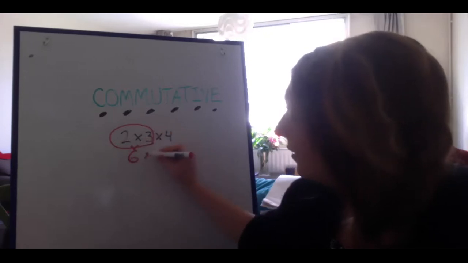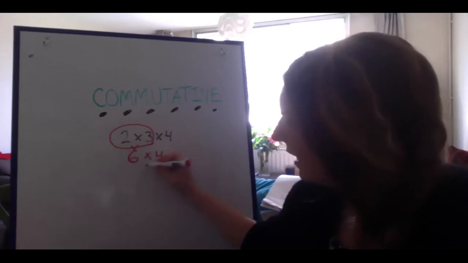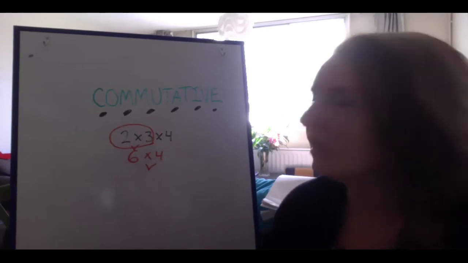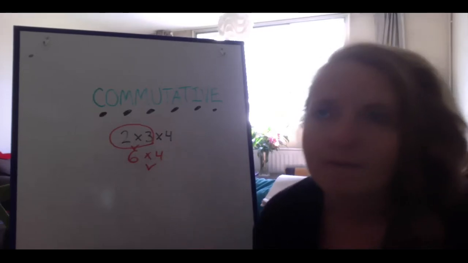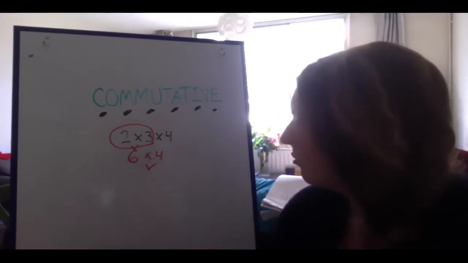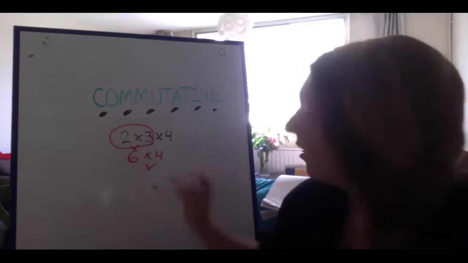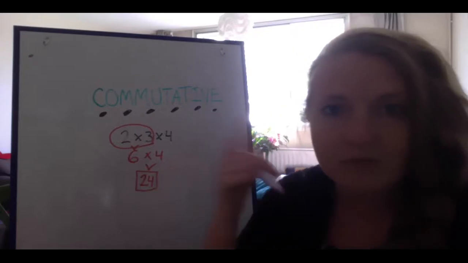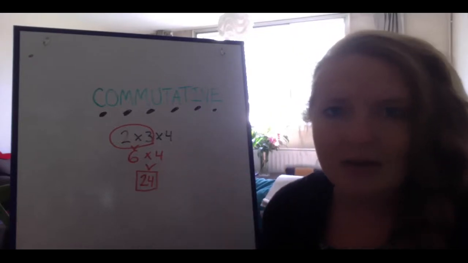2 times 3 is equal to 6. Bring this down. 6 times 4. Ooh, I'm going to think, what's 6 times 4? Well, I know that 4 times 5 is equal to 20, so I would add another 4, so that is 24. Now you can see here, I've had to do a bit of problem solving and a bit of thinking there on how to solve that.